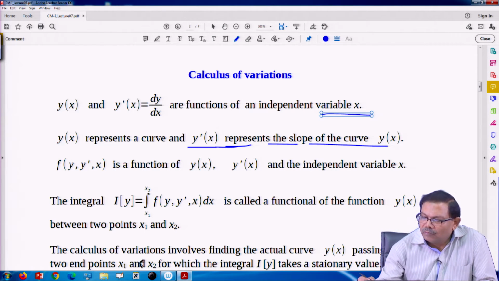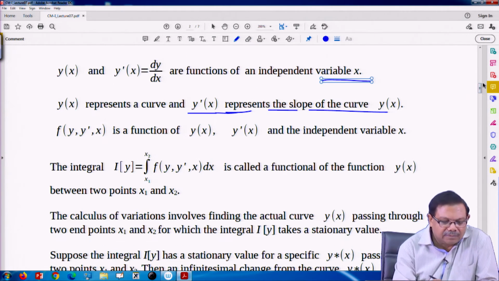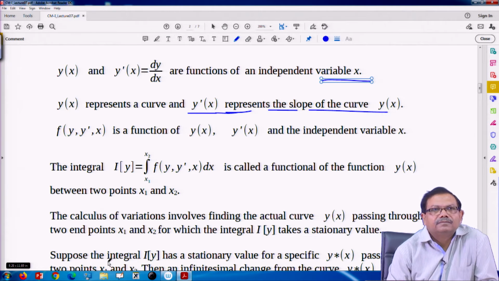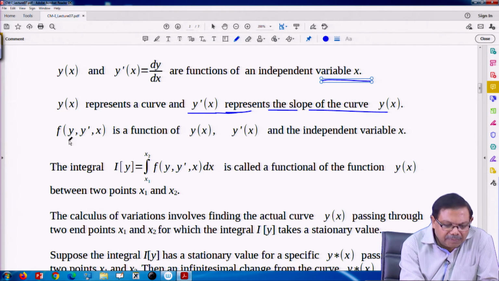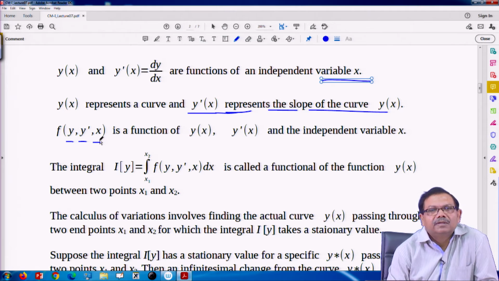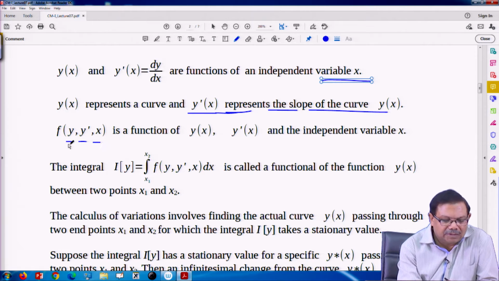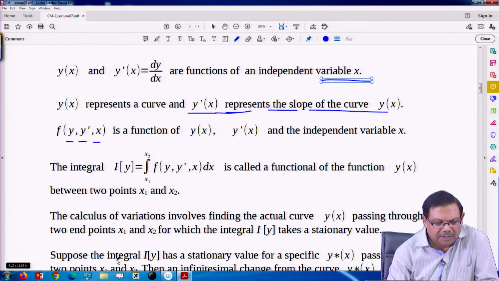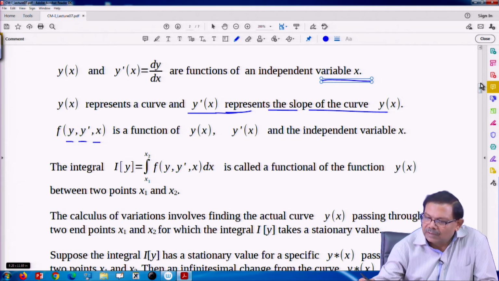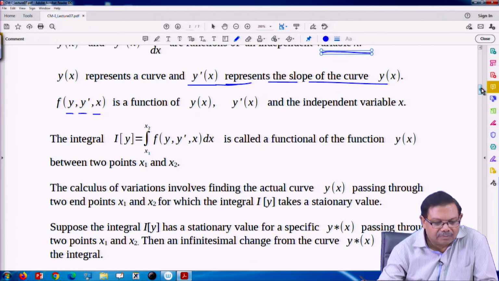Now, we define a function which is dependent on y as well as y prime and the independent variable x. Here the independent variable is x, y also depends on x, y prime also depends on x, and this function depends on y as well as y prime and the independent variable x. So, it is a function of y, y prime and x.